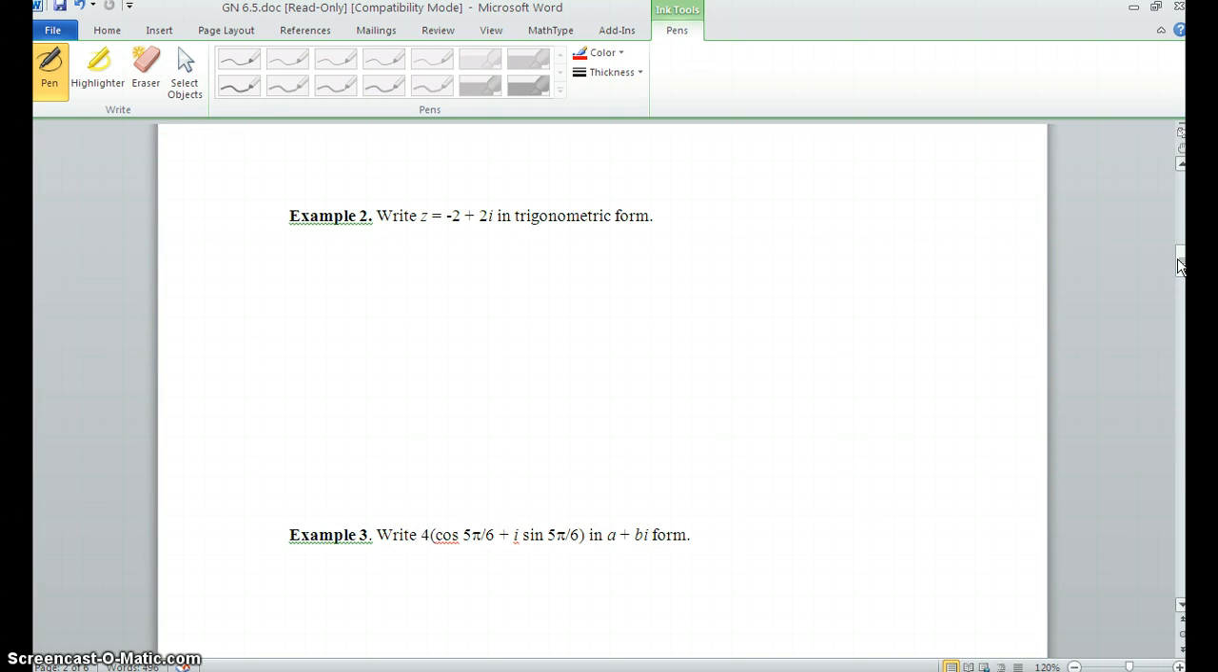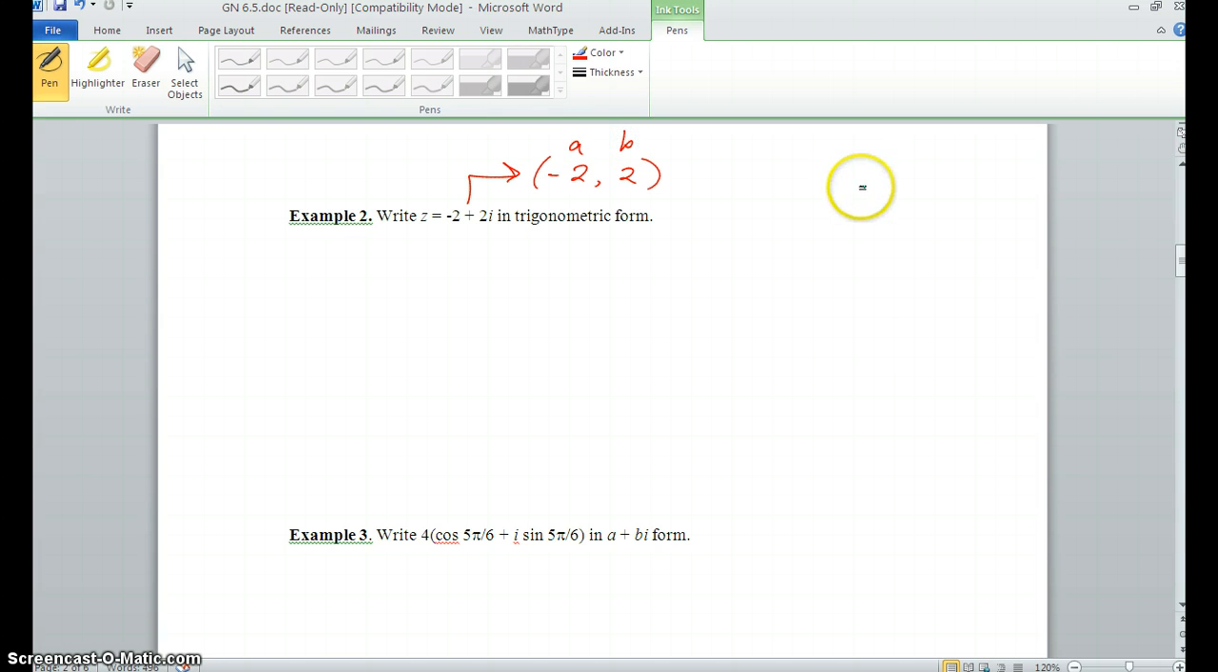So example 2. Write z equals -2 plus 2i in trigonometric form. Okay, so let's start off maybe by rewriting -2 plus 2i as an ordered pair, which hopefully is very comfortable for us. -2, comma 2, there's A, there's B.